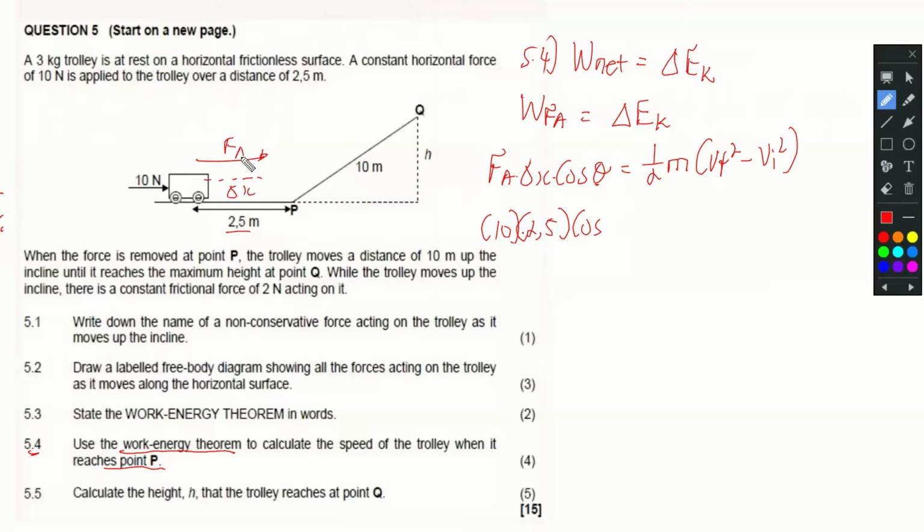We know that if they are parallel, that means the angle theta must be 0 degrees. So we have 0 here. And then we have half. Our mass is what? Mass should be, are we given 3 kg, right?